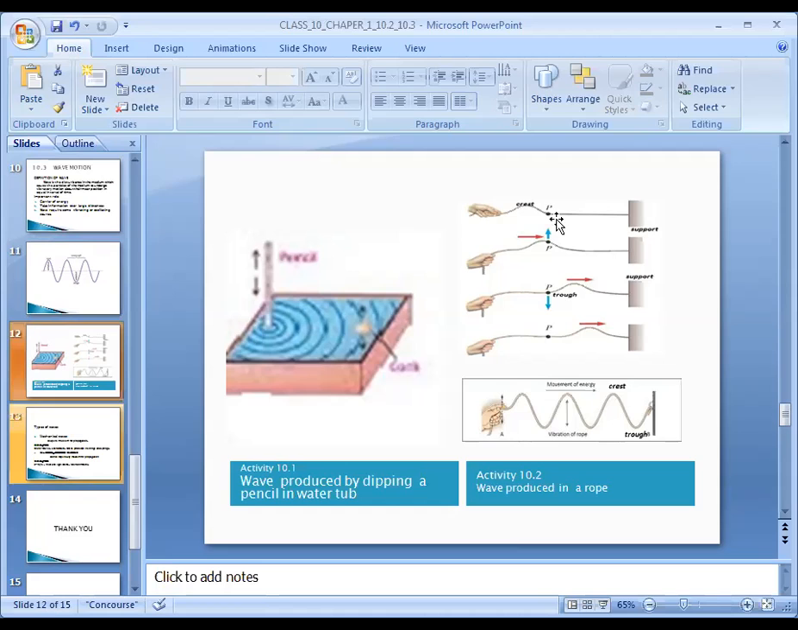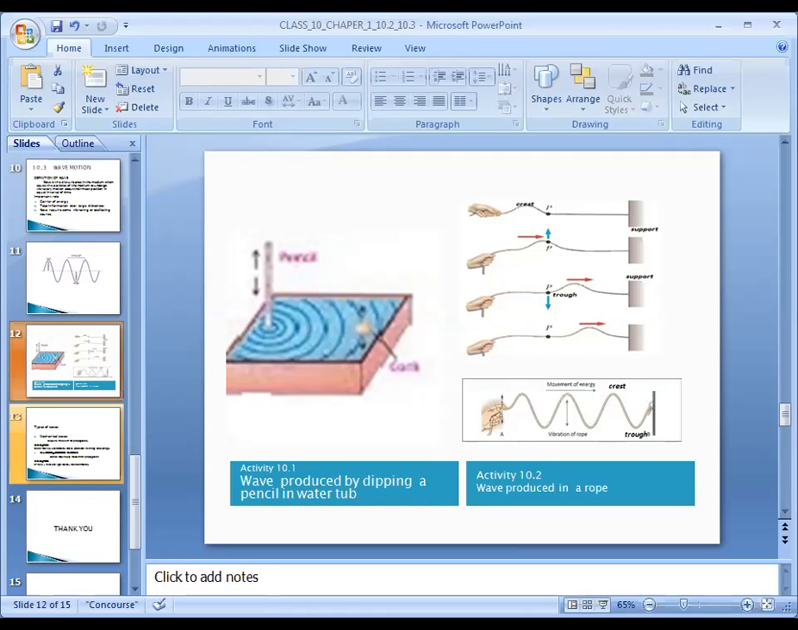Right. So here is the point which I have marked on the rope. Say this is the point P. It has two things. When I flip the rope, it has a crest and a trough. The bottom part of the wave is called the trough, while the top part of the wave is called the crest.